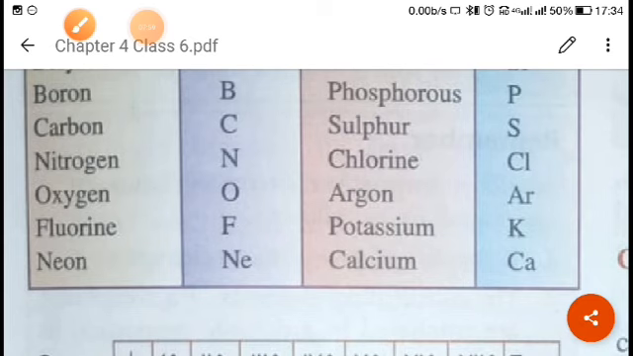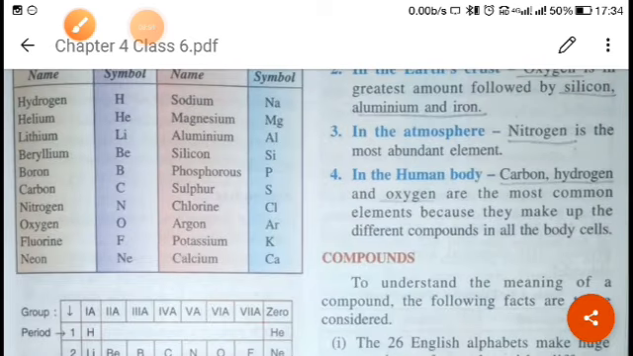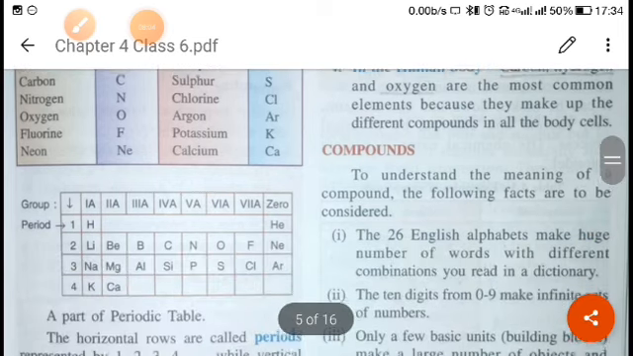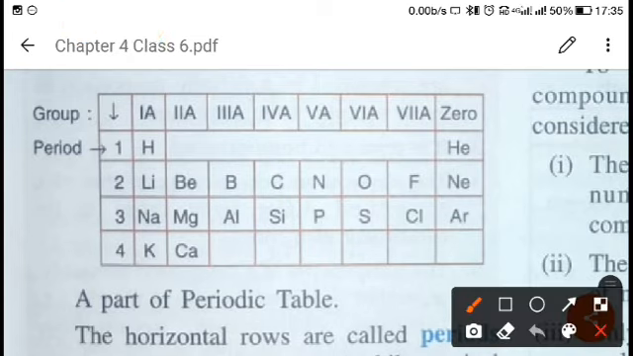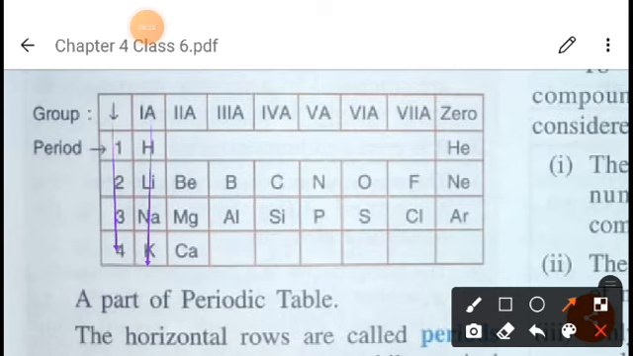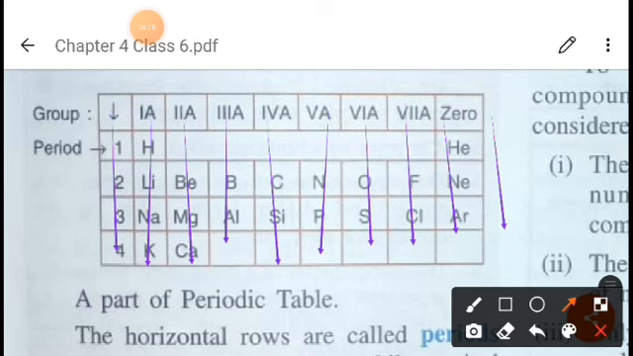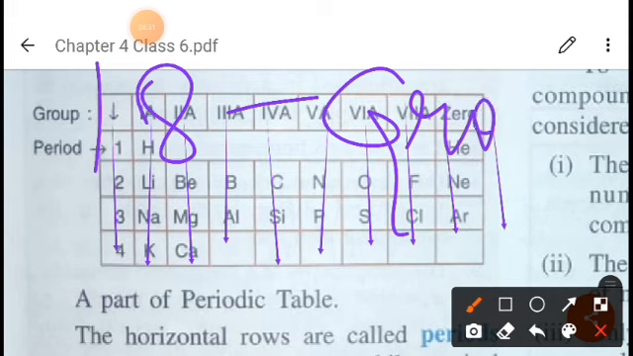So these are the first 20 elements and their representations, or we can say their symbols. Now this is a simple representation, a part of the periodic table. When you see the periodic table, there are 18 groups. These are called groups, right? 1, 2, 3, 4, 5, 6, 7, 8, 9, 10. In this way, there are a total of 18 groups in a periodic table, and this is called a period.